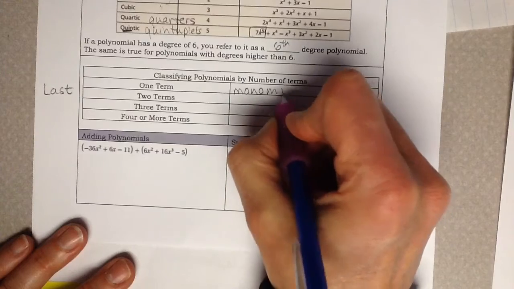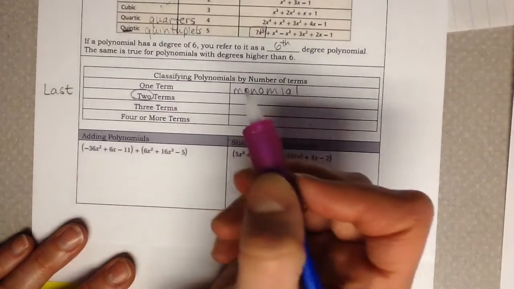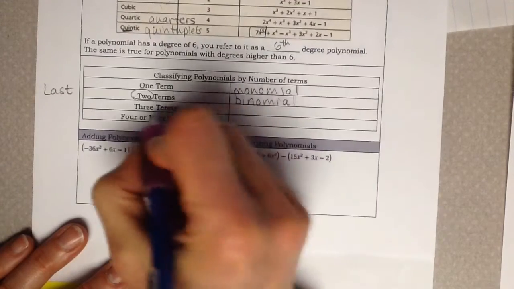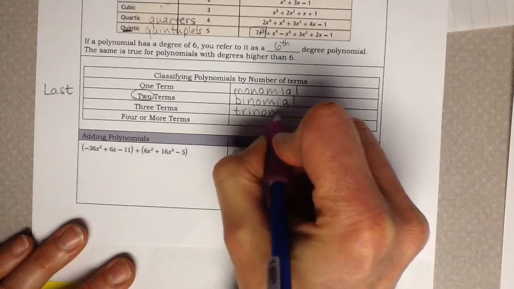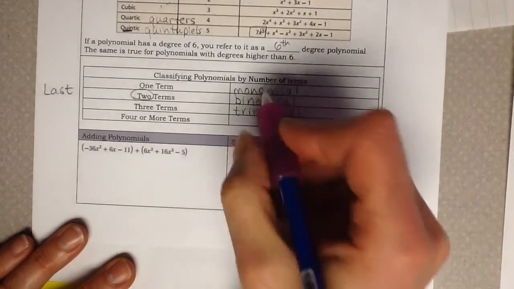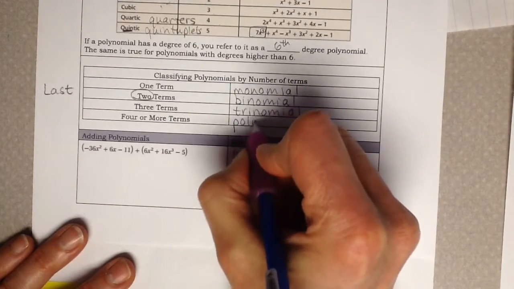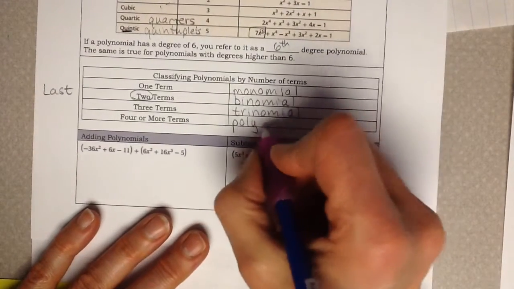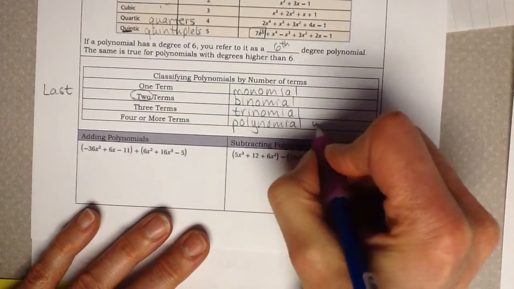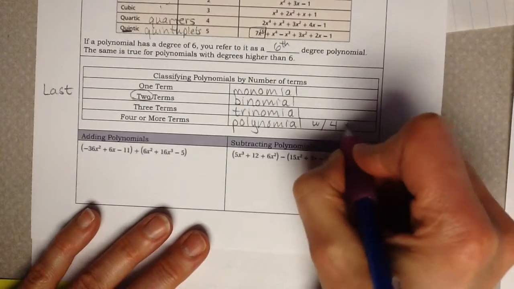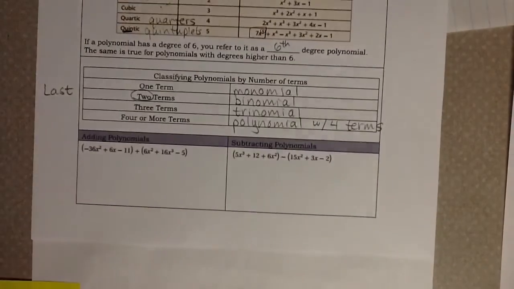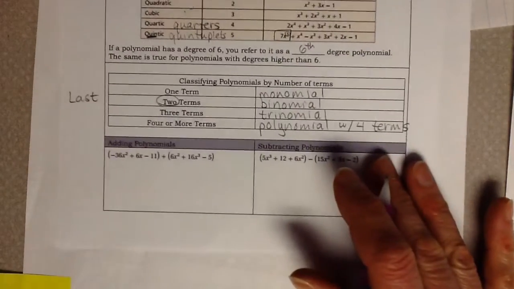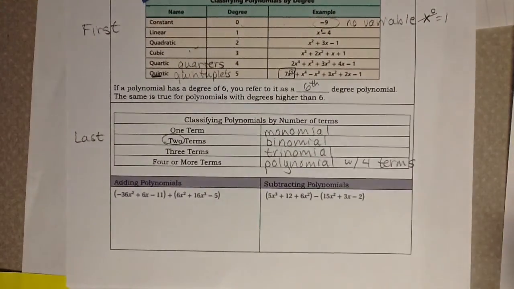Monomial, M-O-N-O-M-I-A-L. If it has 2, we usually use the prefix bi, so binomial. 3 means tri. 4 or more means we don't have a specific name, but you still have to indicate in the last name how many terms the polynomial has. So it's a polynomial with 4 terms. So again, when naming, use a first and a last name. Oops, I need to slide this over here. First and a last name.